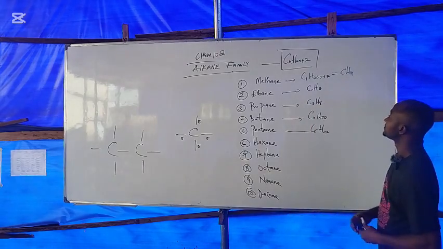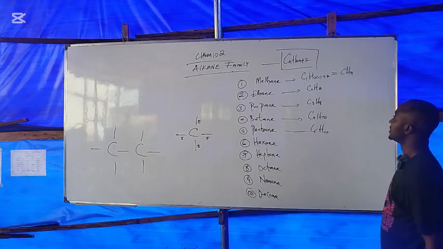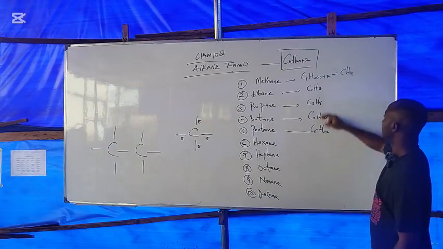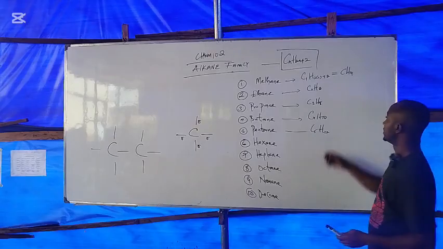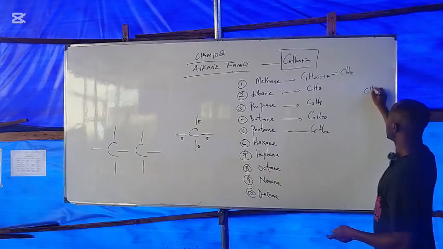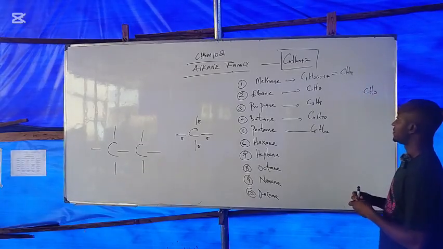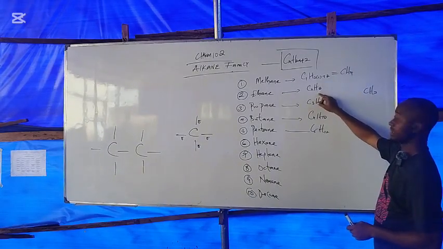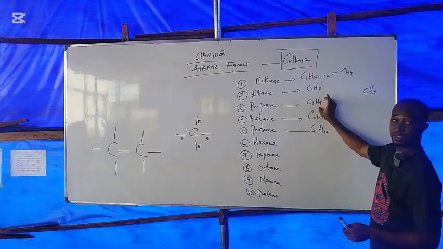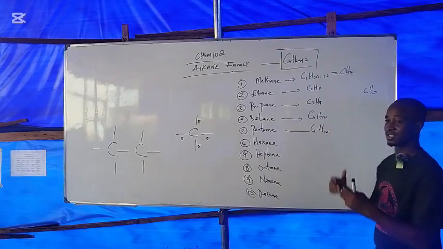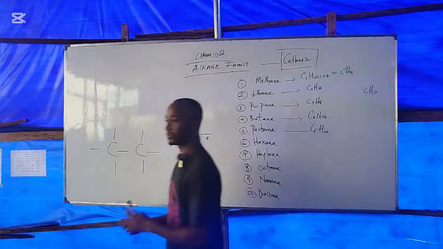Now, why do we say the Alkane family is homologous? Each of the members of Alkane differs by CH2. If you look at this and this, the difference is CH2. Do you know why? If I add CH2 to CH4, I will form this. When you add CH2 to this, I will form this. So each member differs by CH2. So they are a homologous series.